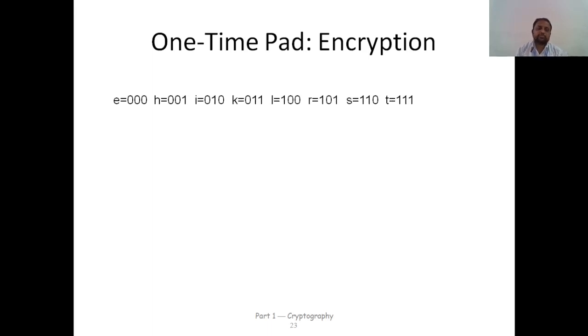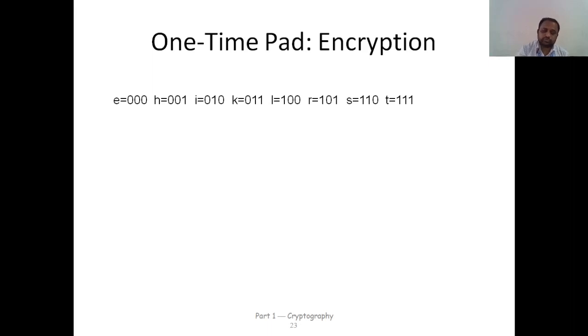Here, for example, initially there are some letters, say E, H, I, K, L, R, S and T, and along with that, for each letter binary numbers are also assigned. It starts from 0 to 7, that is 0, 1, 2, 3, 4, 5, I mean 000, 001, 010, 011, 100, 101 like that.